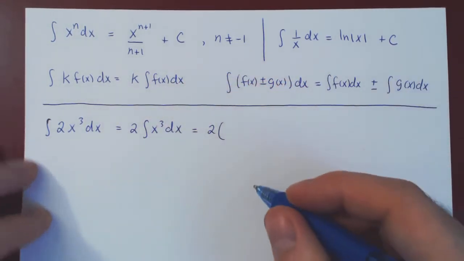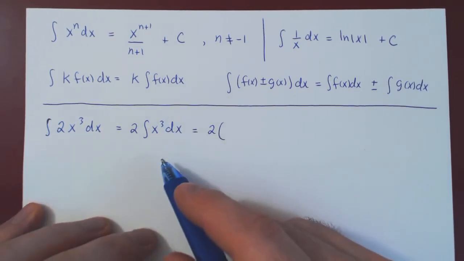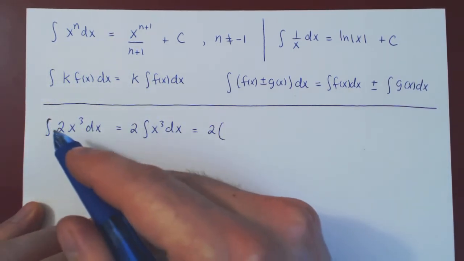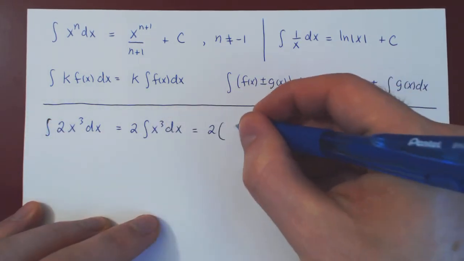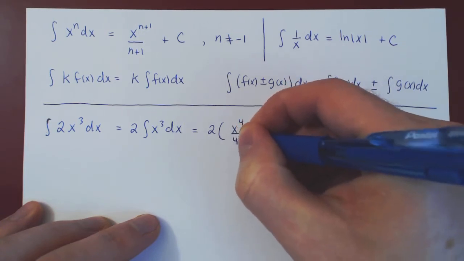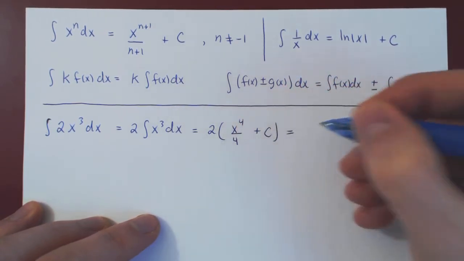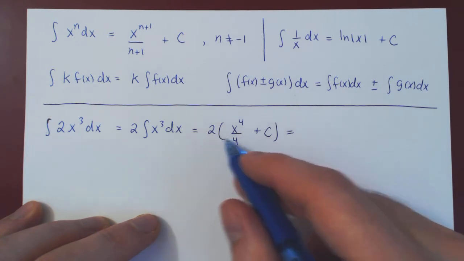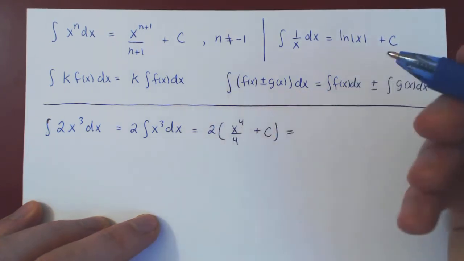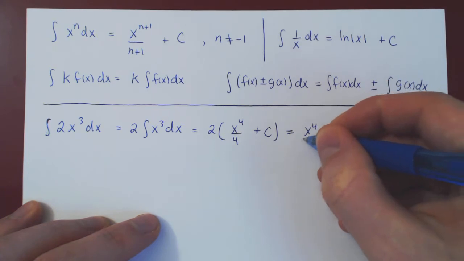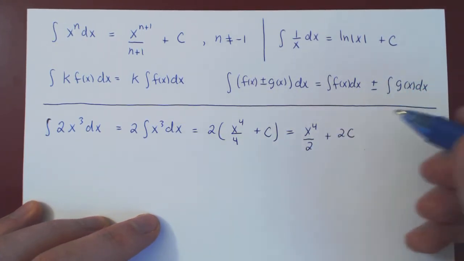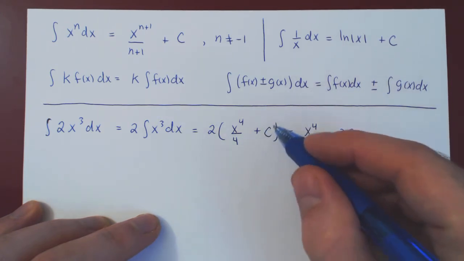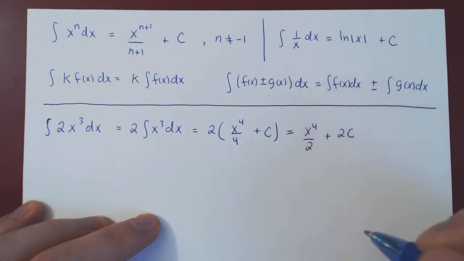So it's 2 times, and now we can apply our power rule after applying this first property, pulling the constant multiples outside. The power rule on x cubed says x to the 4 over 4 plus an arbitrary constant. And here's where it's interesting. Now we can multiply by 2. Well, 2 over 4 is 1/2, so it's x to the 4 over 2 plus 2c. And here I'll abuse the notation a little bit. If you remember, c is an arbitrary constant. So if c is an arbitrary constant, so is 2 times c.